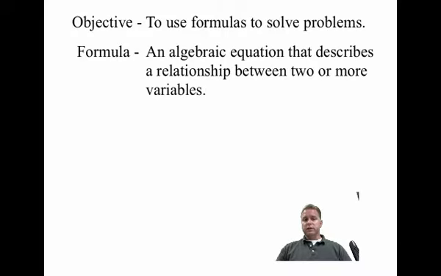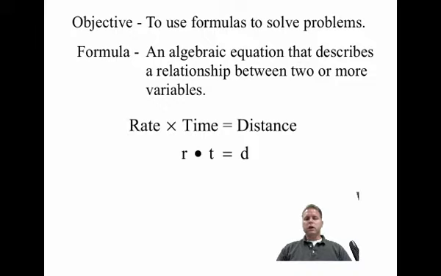A formula is an algebraic equation that describes a relationship between two or more variables. For example, we have the formula rate times time equals distance. It's probably one of the more common formulas that you'll use in everyday life. So the abbreviation that you'll see quite often is R times T equals D, where R equals rate, T equals time, and D equals distance.